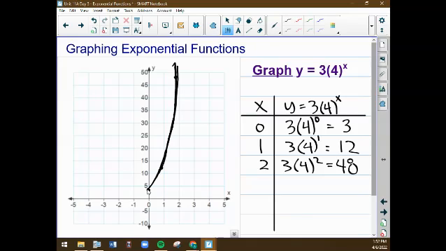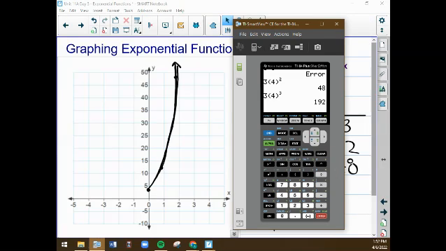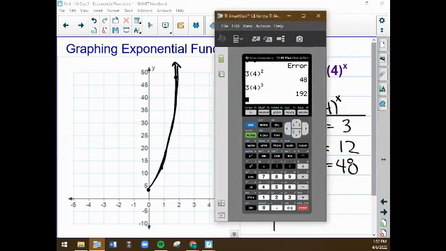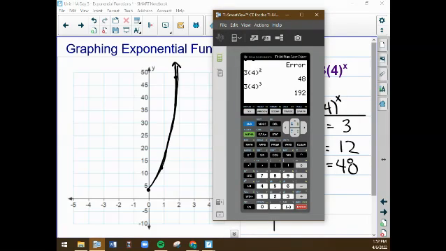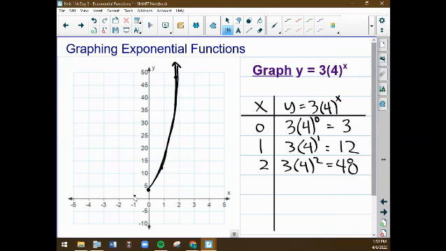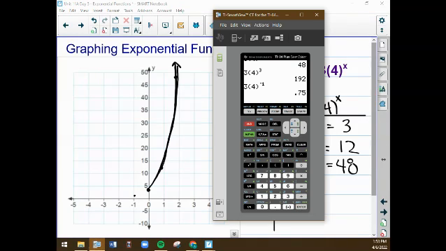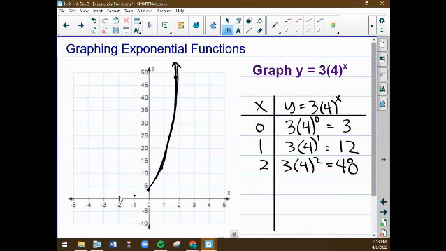But what's going to happen when I go the other way? Is it just going to go straight down, or what? We can do that by plugging in these values, -1, into our calculator and seeing what happens. So if I did 3 times 4 to the power of -1, I get 0.75. All right, well, that would be even closer. Now if I do that to the -2, I get 0.1875. Okay, well, that's even closer to 0.